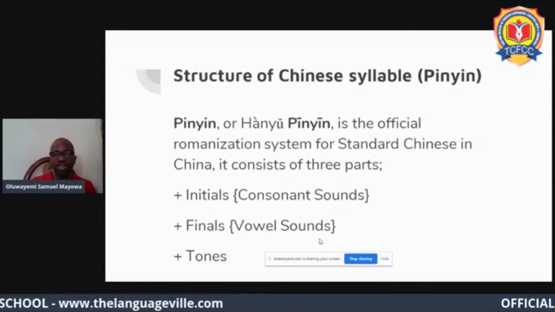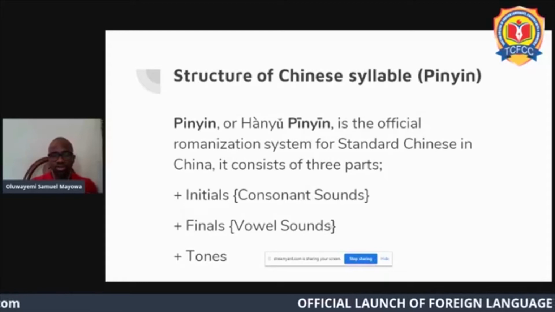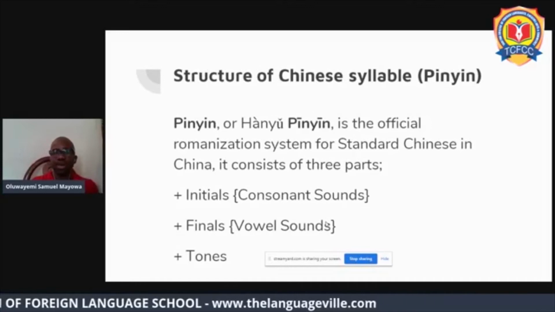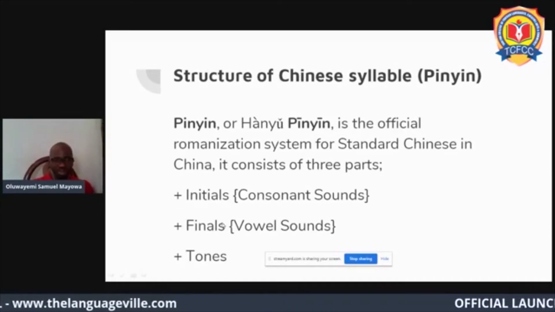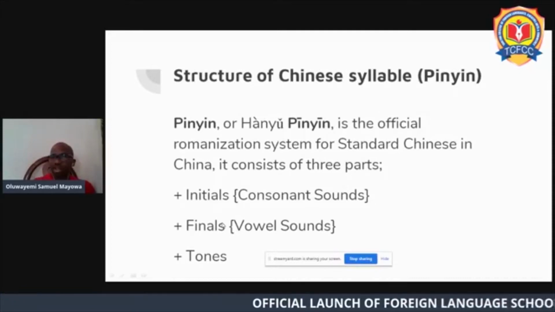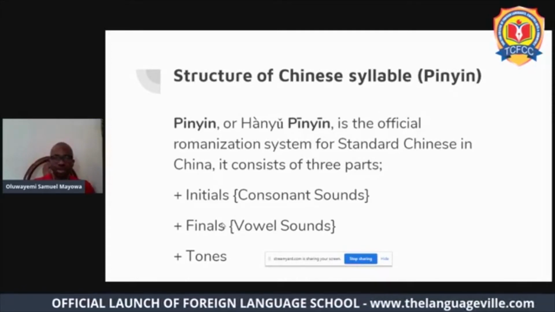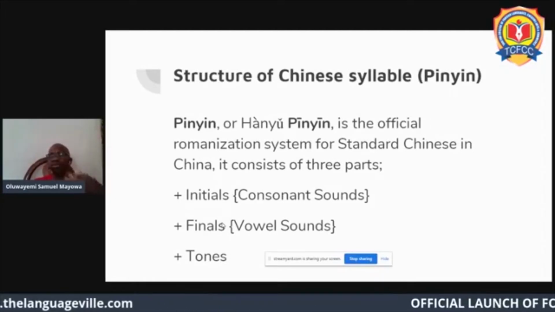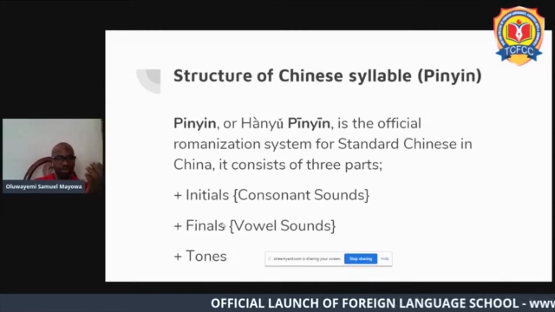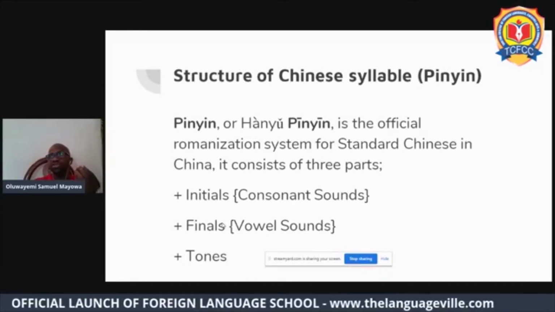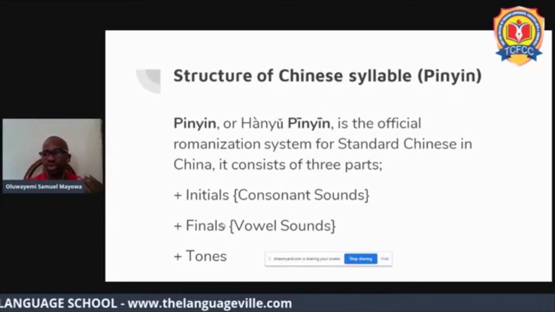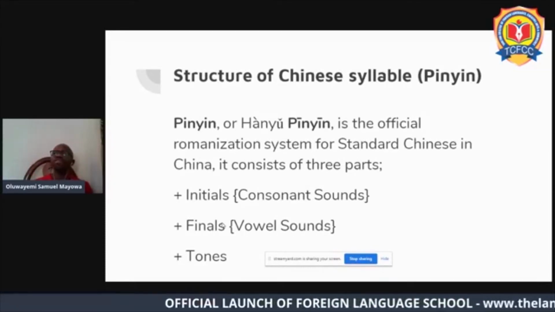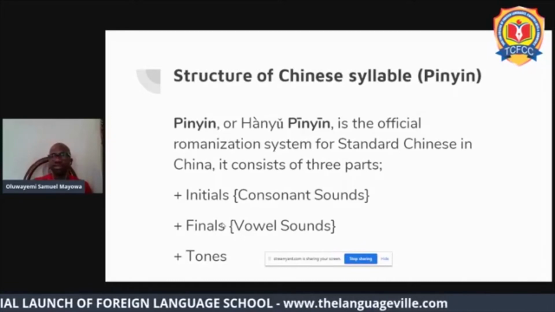The structure of Chinese syllables: every Chinese syllable is divided into three parts, the initials, the finals, and the tones. Coincidentally, the Chinese language is just like the Yoruba language in Western Nigeria. Yoruba is a tonal language. Chinese is also a tonal language, whereby you have some words that have the same spelling but different meanings.